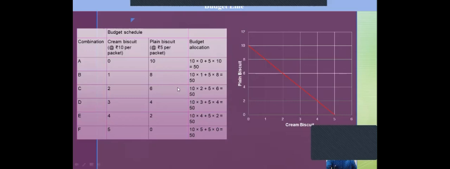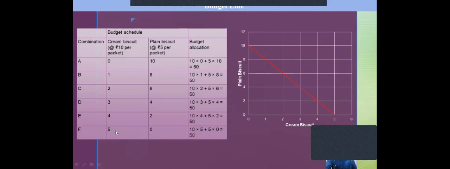So here there are different combinations given in the left side of the table. You can see combination A is a combination of 50 rupees, which is distributed among cream biscuit and plain biscuit, where cream biscuit price is 10 rupees and plain biscuit the price per packet is 10 rupees. Here the consumer is spending 0 units on cream biscuit and 10 units from the 5. So total is 10 into 0 plus 5 into 0, total 50 rupees is spent.